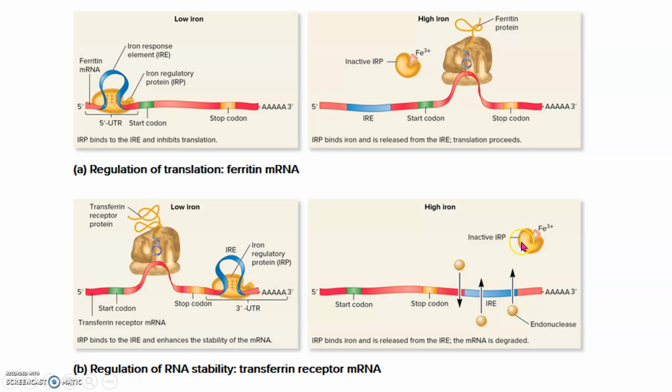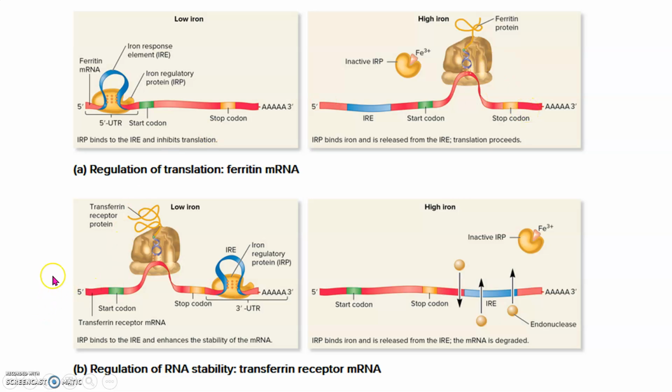Whereas here, if we have an abundance of iron, the iron binds to the IRP, it can't bind to the IRE, and now we have endonucleases that are going to degrade it. Okay, so for ferritin, we have the IRE upstream, and the IRP binds to it and inhibits translation by blocking the ribosome. Or if we have an abundance, then the iron binds to the IRP, takes it off, and allows translation to occur.